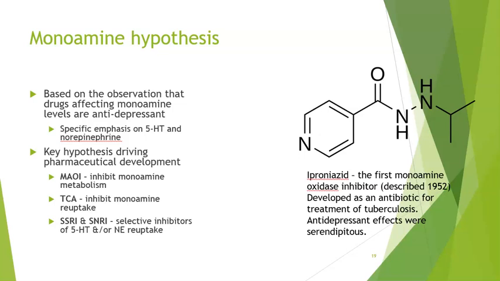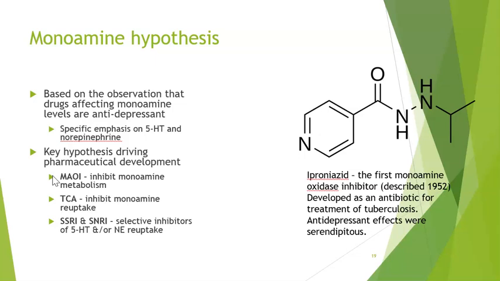inflammation. So the second hypothesis that we talked about, well, the first one we talked about, but the second one here is the monoamine hypothesis. So remember, it's based on observations that drugs affecting monoamine levels are antidepressant. Specific emphasis is on serotonin and norepinephrine. And we have different types of pharmaceuticals. So we started with MAOIs, which inhibit monoamine metabolism.